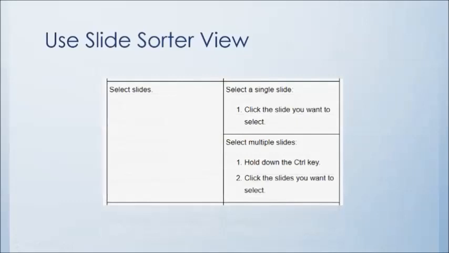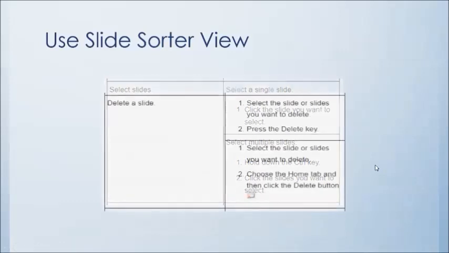For selecting slides: to select a single slide, click the slide you want to select. Then for selecting multiple slides, hold down the Control key and click the slides you want to select.